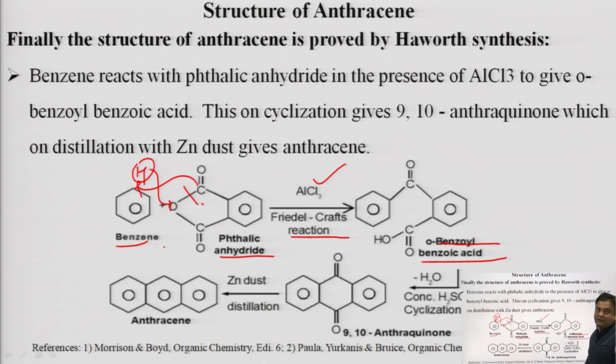We all know that concentrated H2SO4 is a very good dehydrating agent. So it will remove a water molecule from the ortho-benzoyl benzoic acid. Cyclization occurs, and we get 9,10-anthraquinone as a product. Again, for getting the anthracene molecule, we have to reduce these two oxygen atoms present on the 9th and 10th positions of the anthracene. For that we go for reduction in the presence of zinc dust, and we get anthracene as a product.